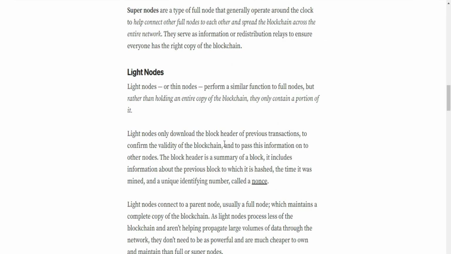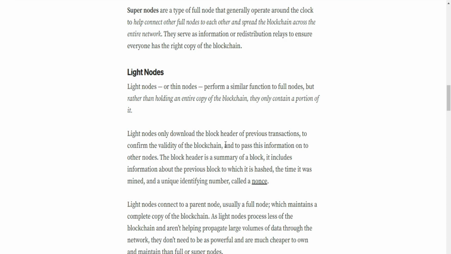Super nodes are a type of full node that generally operate around the clock to help connect other full nodes to each other and spread the blockchain across the entire network. They serve as an information redistribution relay to ensure everyone has a right copy of the blockchain.